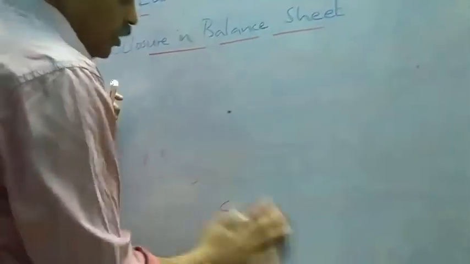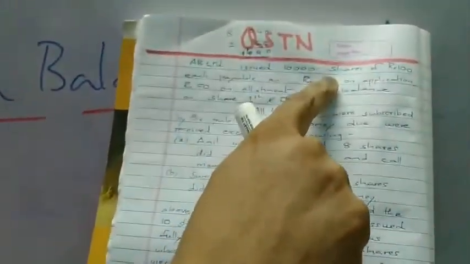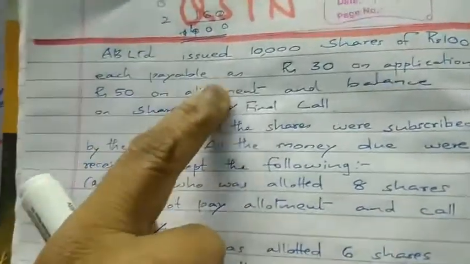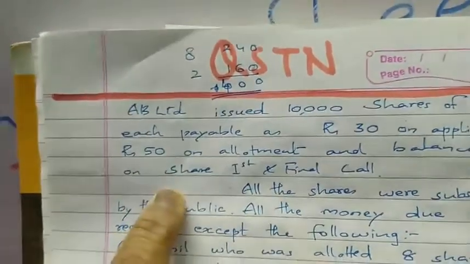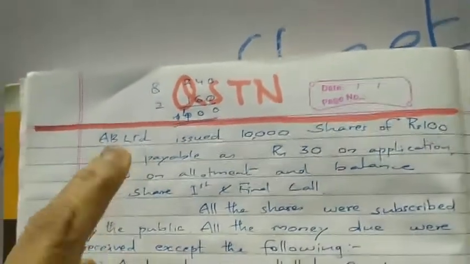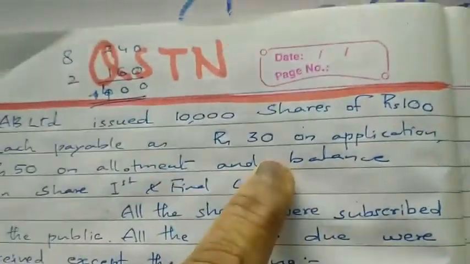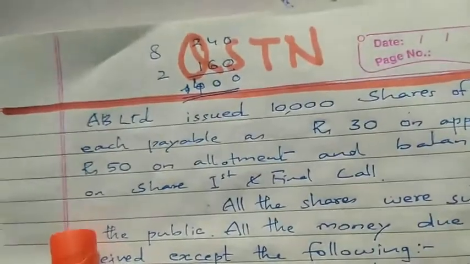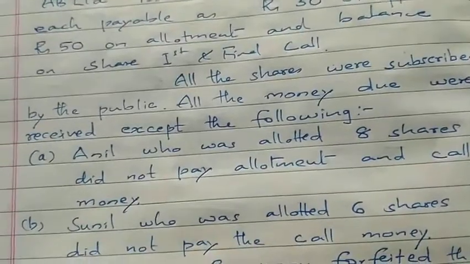Before that I will dictate a question. AB Limited issued 10,000 shares of rupees 100 each, payable as rupees 30 on application, rupees 50 on allotment, and balance on first and final call. All the shares were purchased by the public.